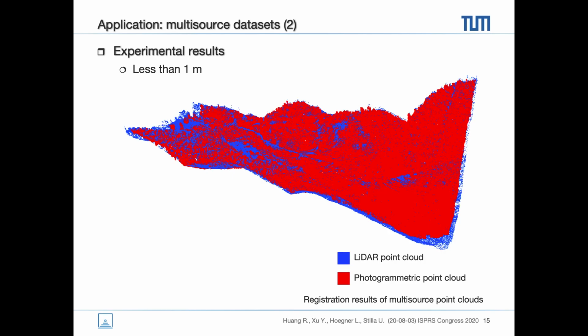Here are the registration results, and we also show the profile along the river in the valley. As shown in the figure, the 2 point clouds are well matched. The registration errors are less than 1 meter.